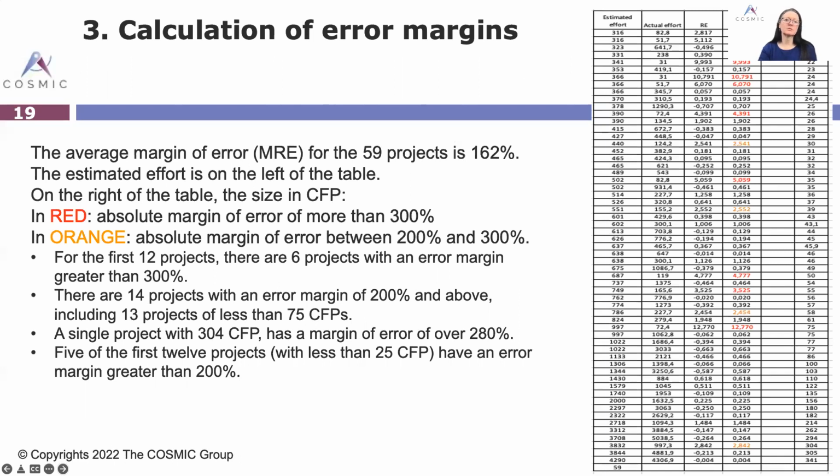And it helps us calculate the error margins. So in red, all these, we have an average of 162% margin of error. The estimated effort is on the left, in this column here, estimated with our new formula. This is the actual effort of the project. This is the relative error calculated between both. The magnitude of relative error, and here's the mean.